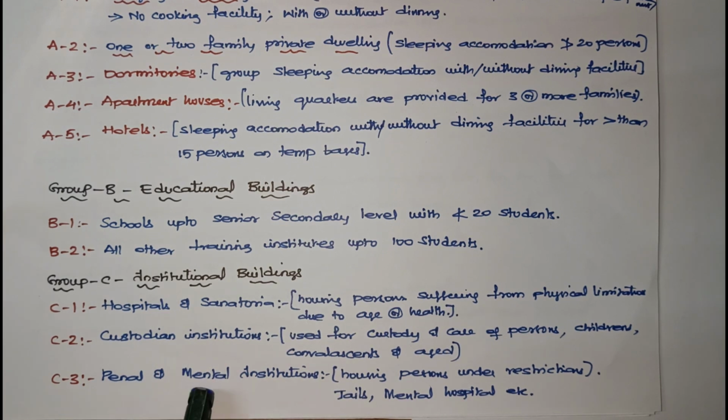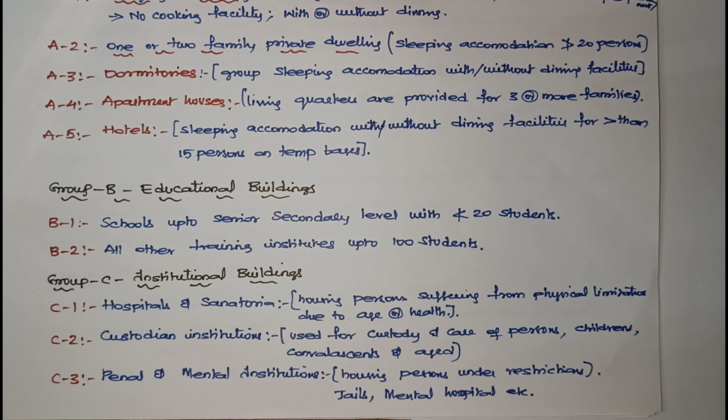Next, penal and mental institutions, generally mental hospitals, jails. Penal means what? Housing for persons under restrictions. Who will be under restrictions? A person who is a thief, okay, a person who is a murderer. Like that, you will have jails, okay, prisons, for them. And mental hospitals, all these come under this category.